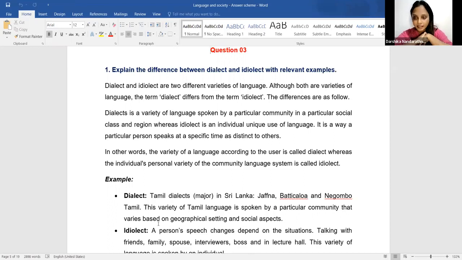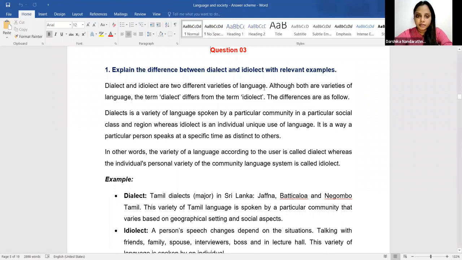Idiolect එකක් කියන්නේ මොකක්ද, dialect එකක් කියන්නේ මොකක්ද කියලා පැහැදිලි අදහසක් ඇති කියලා මම හිතනවා ඔයාලට. මේ වගේ ප්‍රශ්නයක් දුන්නාම, what you need to do is ඔයා මුලින්ම dialect එකක් කියන්නේ මොකක්ද කියලා පැහැදිලි කරන්න ඕනේ. ඊට පස්සේ idiolect එකක් කියන්නේ මොකක්ද කියලා පැහැදිලි කරන්න ඕනේ. So here in this sample answer you can see it. මේ sample answer එකේ එක දීලා තියෙනවා.